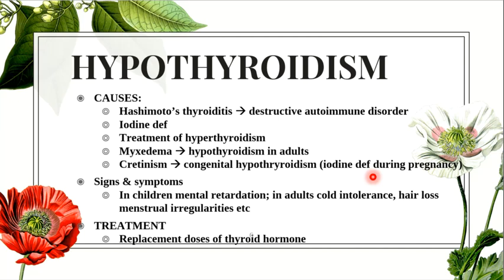And remember how thyroid hormones help with the brain. So there will be many side effects in cretinism, like the brain is not properly developed and symptoms like that. Okay, so signs and symptoms: children will have mental retardation, adults will generally have cold intolerance, hair loss, and menstrual irregularities. Treatment: very simple. Thyroid hormone is less, so replace the dose of the thyroid hormone, right?